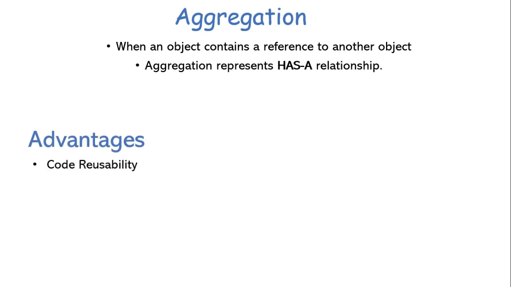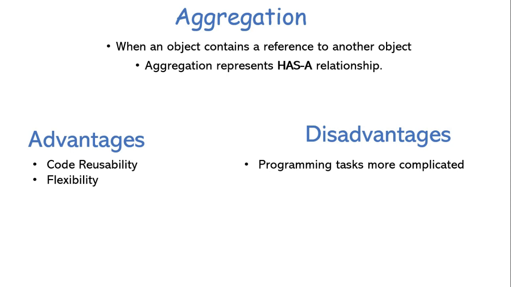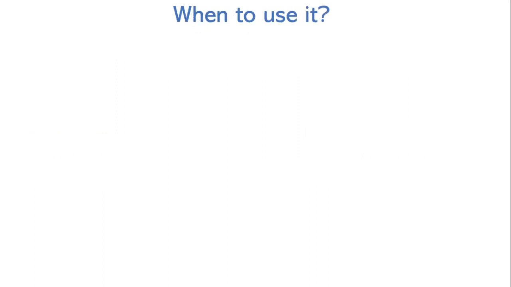Here are the advantages of aggregation. Aggregation allows for code reusability by allowing multiple classes to share a single object. Aggregation provides flexibility in the design of the system because the second class can exist independently of the first class. And the disadvantages are: aggregation can make programming tasks more complicated as it introduces more than one class to model the same behavior. In addition, composition and aggregation can lead to a complex object structure, making it difficult to maintain and debug the program.